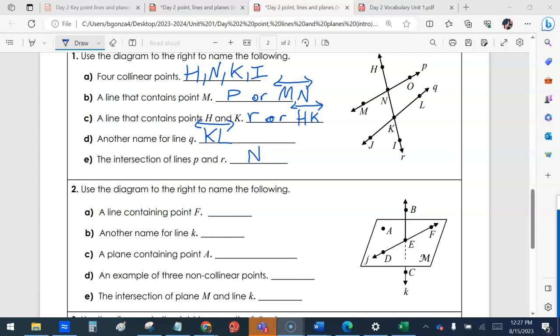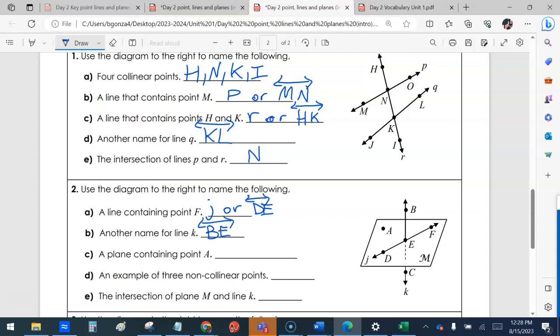Line containing F. So the line that contains F is line J, or you could call it DE. Besides DE, you could call it DF, EF, ED, FE, FD, lots of different options. What's another name for line K? So line K is right here. So up and down here, line K, I just need 2 points. I can pick BE.